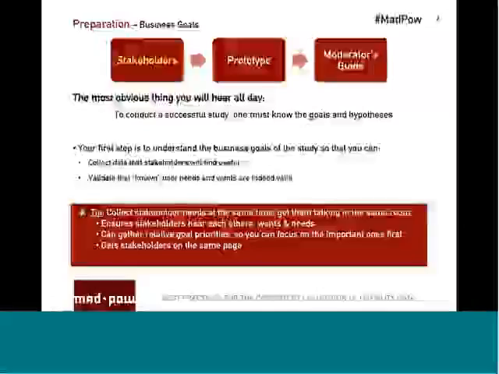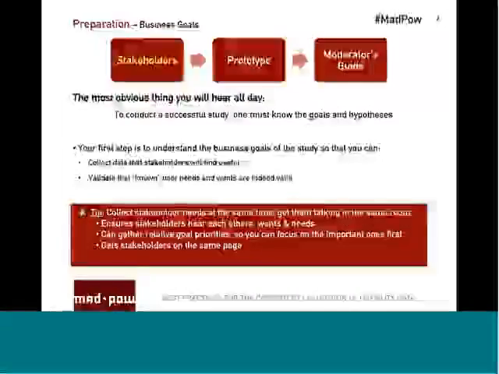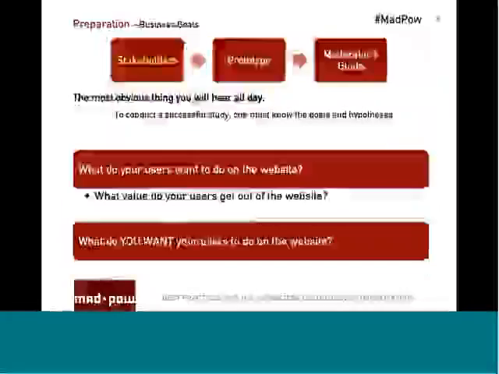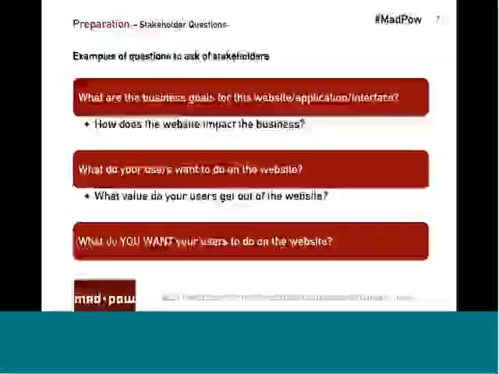So by getting the stakeholders into the same room, you'll hear everything from them. You'll be able to determine priorities. And stakeholders can get on the same page when they hear each other talk. So when collecting stakeholder information, definitely get them in the same room talking if you can. Now, what are some of the questions that you could ask stakeholders when putting the guide together?